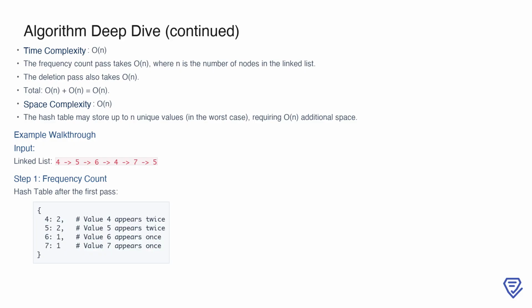Suppose the input linked list is 4-5-6-4-7-5. During the first pass, we build a hash table to store the frequencies of each value. After this pass, the hash table looks like this: 4 appears twice, so its count is 2, 5 also appears twice, so its count is 2, 6 and 7 each appear once, so their counts are 1. With this frequency data, we can confidently identify which nodes need to be removed.